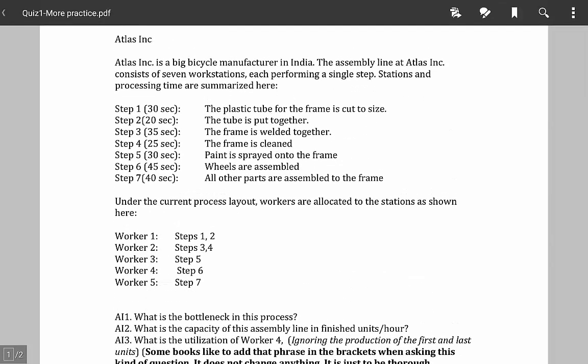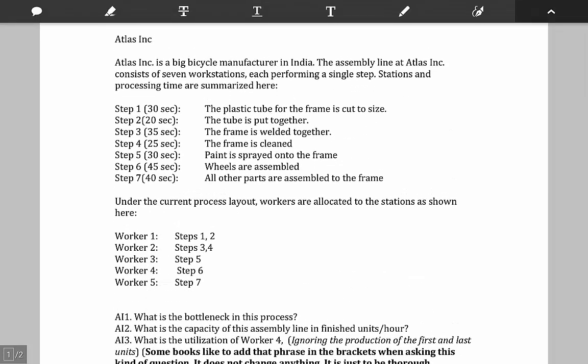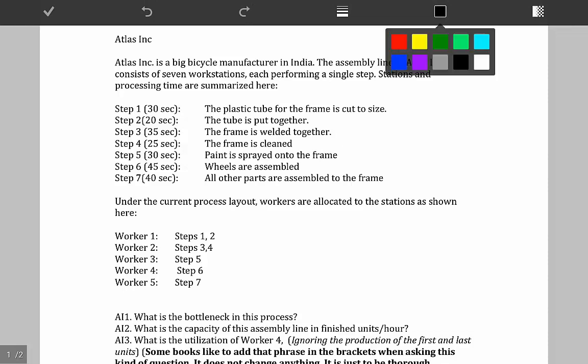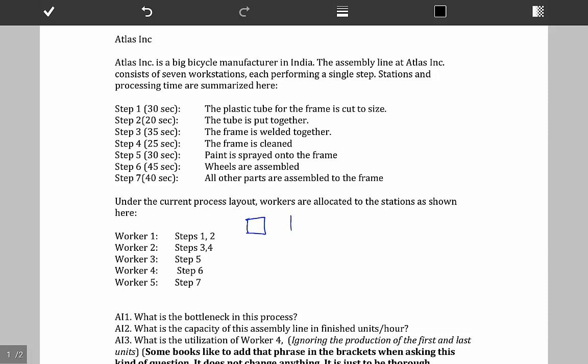Alright, let's look at the first problem from this more practice folder. Let's get started with the first question. In this first question there are 5 stations, so let's make a process flow diagram with 5 stations: 1, 2, 3, 4 and 5. The first one has a processing time of 50 seconds, the second one has a processing time of 60, then 30, 45 and 40. So this is in seconds per customer.